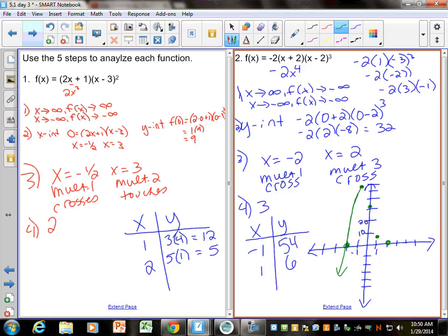But a multiplicity of 3, think about that x cubed graph, how it makes that S shape. It's going to come down here, and it's going to flatten out on the x-axis. So I want to see that you're not just drawing it straight through. I want to see that you're making that little curve on a multiplicity of 3.